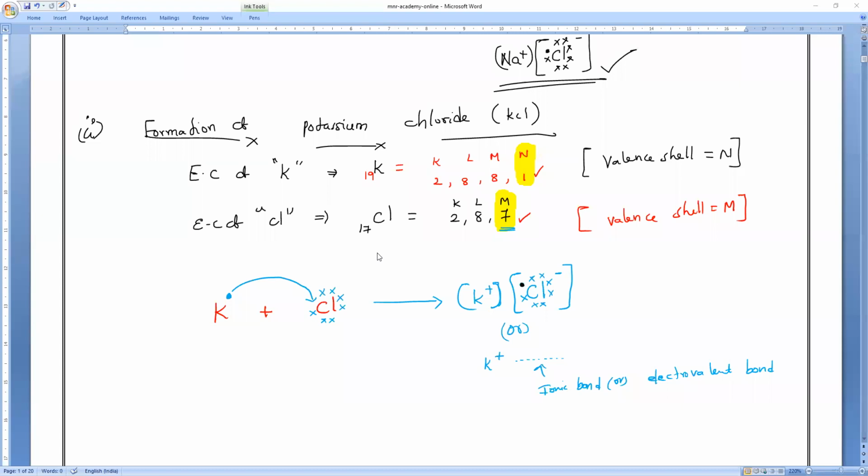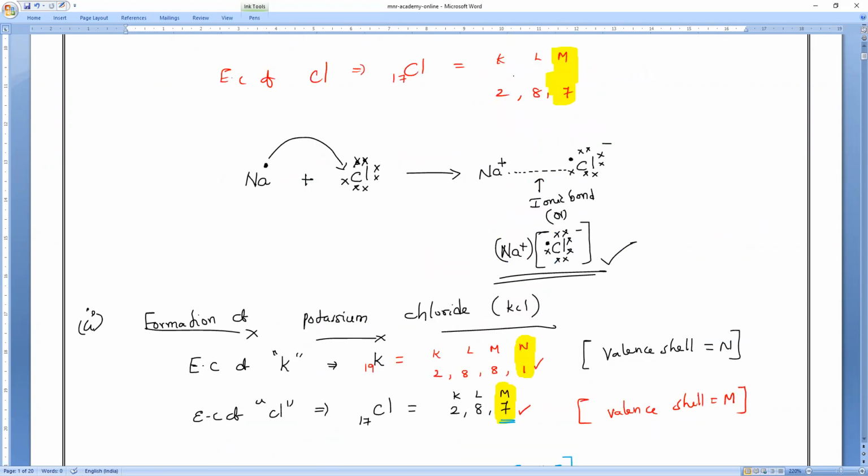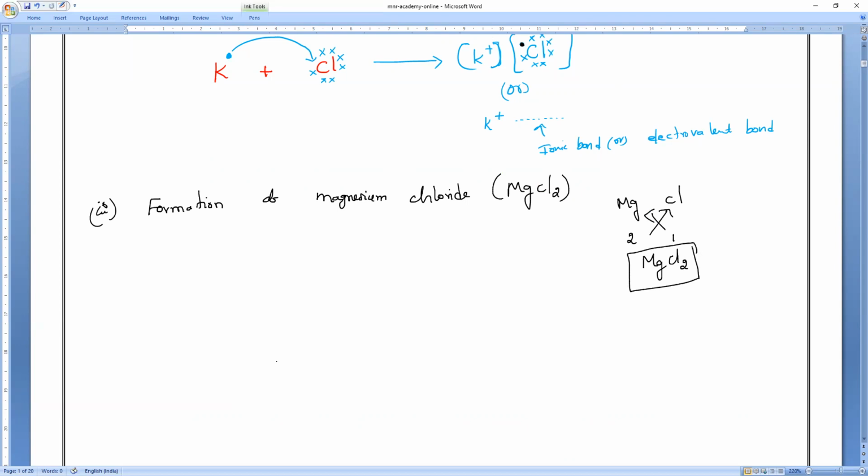Next one is also from the NCERT. Formation of magnesium chloride. From here you have to be very careful. Here you can notice there is a small change in structure. In the first two examples we have done, one electron was donated and one electron received. Now two electrons will be donated, but only one electron will be received by each chlorine. What is the formula for magnesium chloride? MgCl2. So write the crisscross formula. Magnesium valency is 2, chlorine valency is 1. So if you do crisscross, MgCl2 will come.